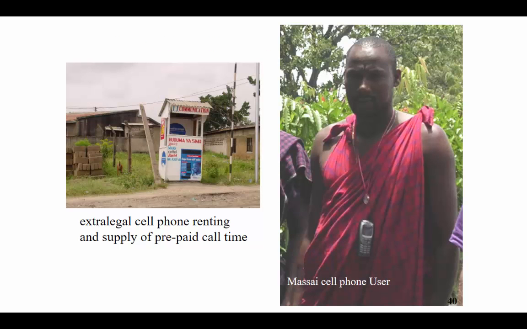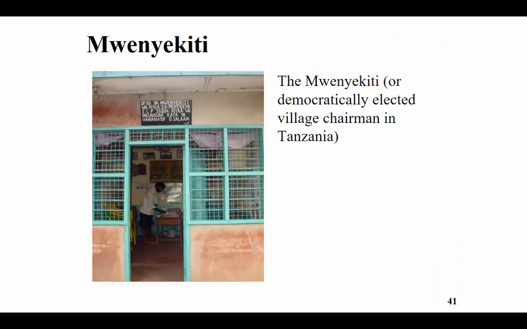Everyone has a cell phone. That's an extra-legal cell phone renting kiosk where you can buy your prepaid cell phone time. And this is the office of the Mwenyekiti. Tanzania was a communist country for some time, and the Mwenyekiti were established by the communists. They are basically village chairmen or magistrates. They keep the documents.